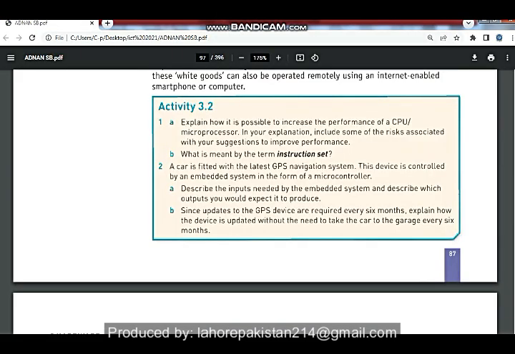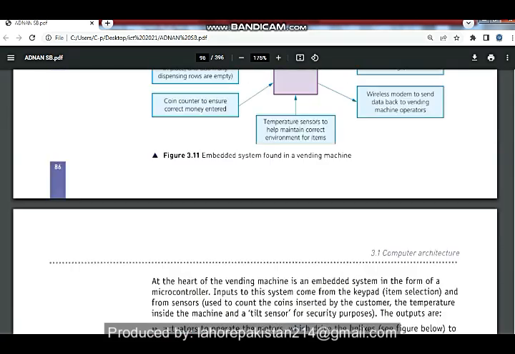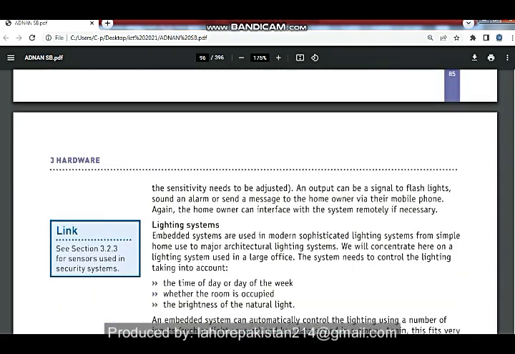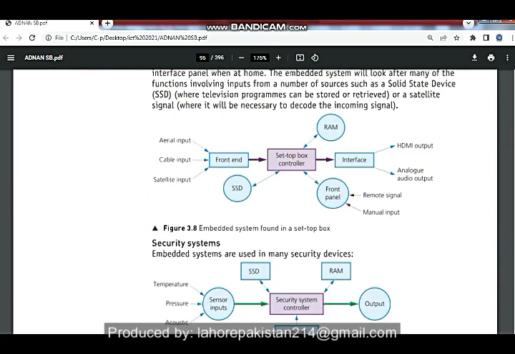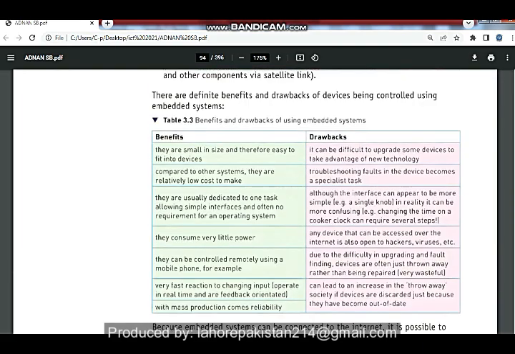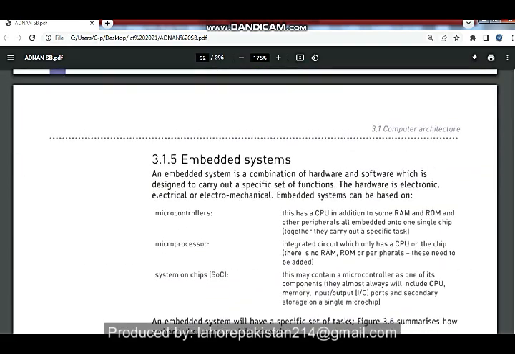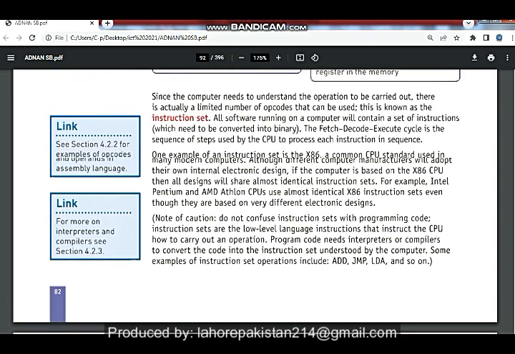Now let me discuss part B. What is an instruction set? As you know, inside the CPU there is certain programming that is done for you, so that the CPU can operate and perform all functions of the computer. And this programming is basically done in assembly language. So this is the answer.